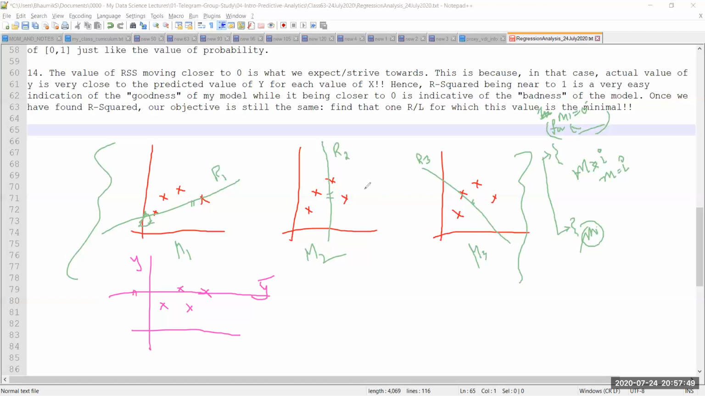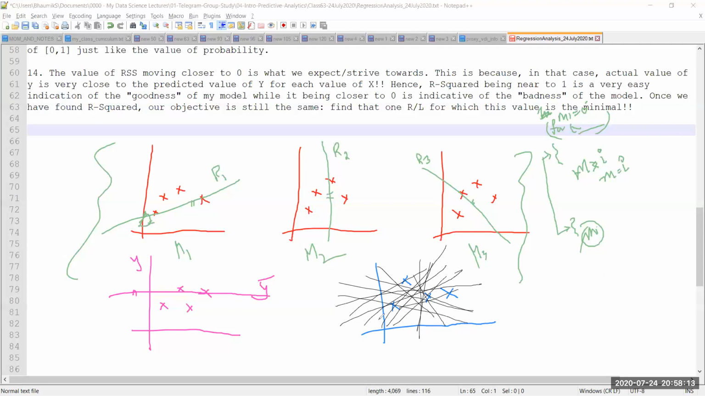But if I have a scenario where this is the plot, and now I'm going to draw a lot of lines: a line like this, a line like this, a line like this, a line like this. If I have the flexibility of drawing lines in any direction, 360 degrees, any finite number of lines, then I can pick that one best line. Let's say I pick this line, the one best line where R square is the least.